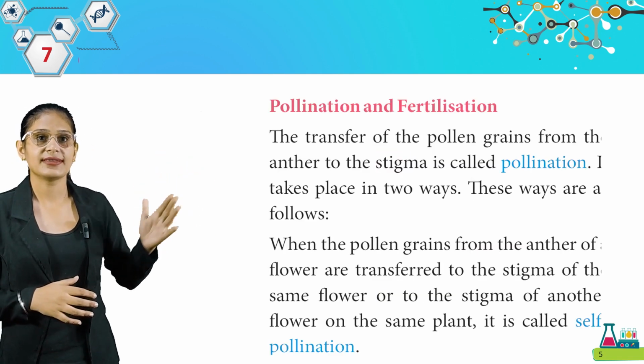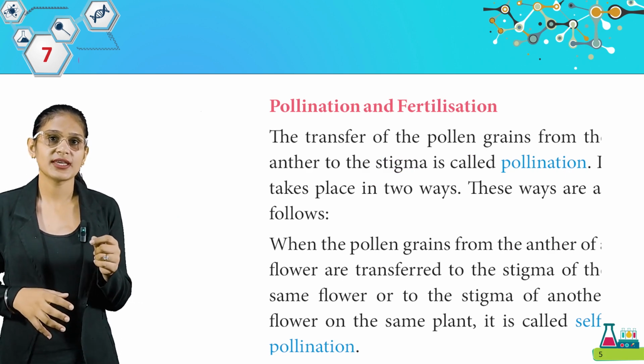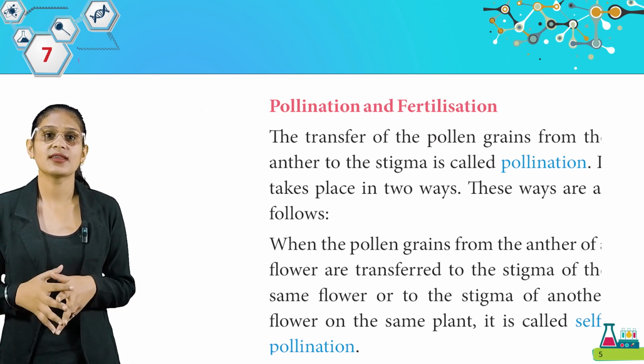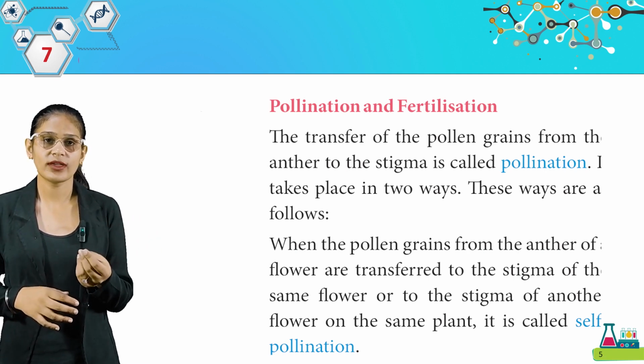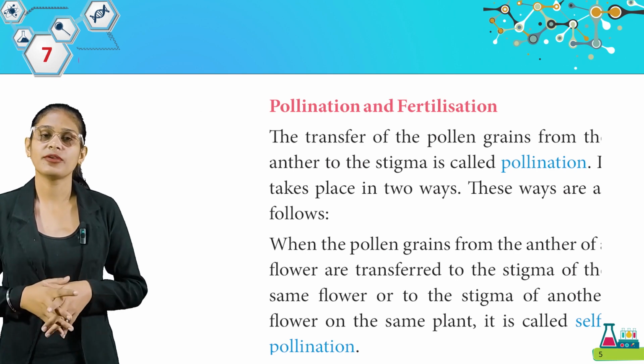Pollination and fertilization. The transfer of the pollen grains from the anther to the stigma is called pollination. It takes place in 2 ways. These ways are as follows. So pollination कितने ways में होता है students? 2 ways है. और pollination होता क्या है, जब आपके pollen grains anther से stigma पे transfer होते हैं.